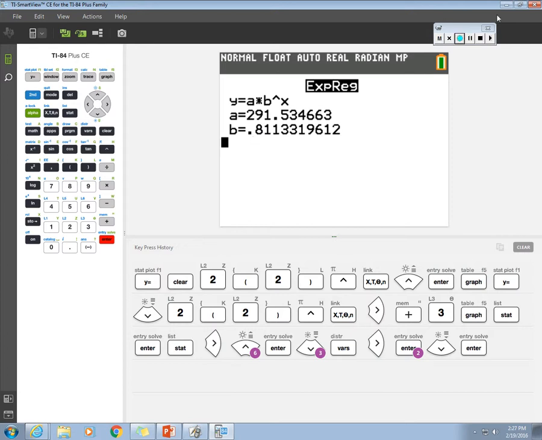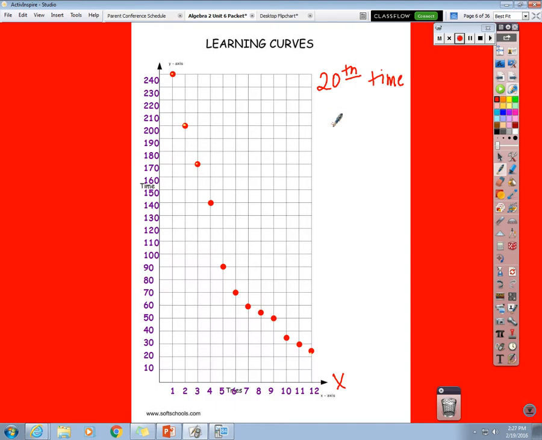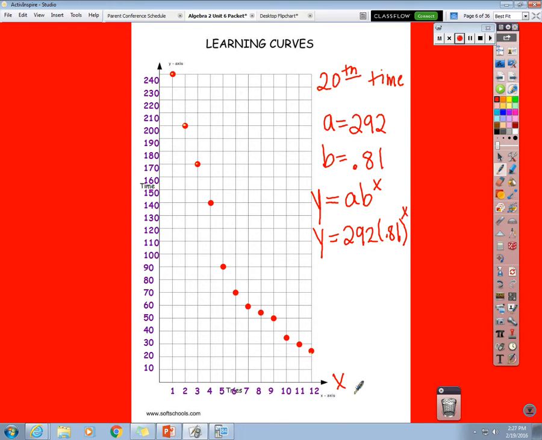So I'm going to write that down. I'm just going to round up to a whole number. And then my B value is 0.81. And you'll understand in a few minutes why I'm not rounding that up to 1. Now, if I write the equation in A times B to the x form, it'll be y equals 292 times 0.81 to the x power.